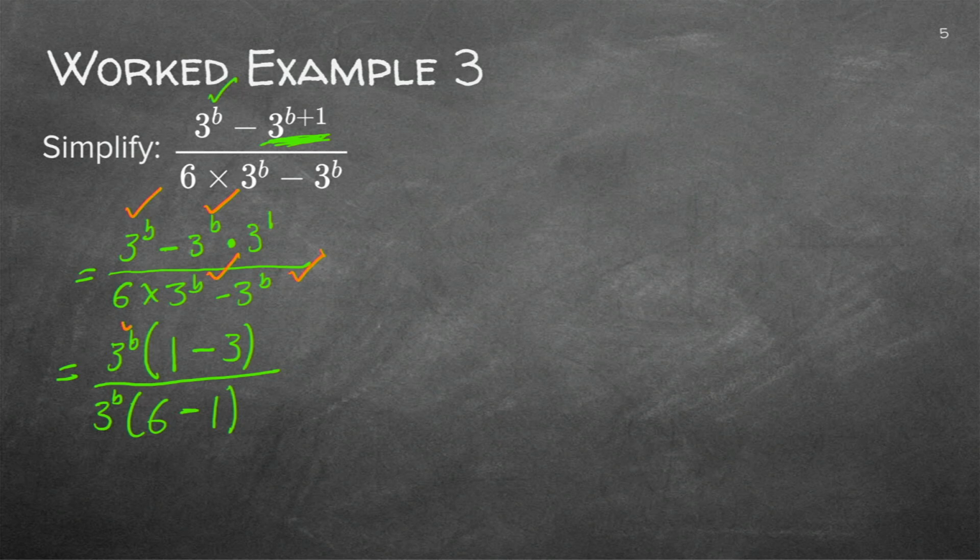And indeed, 3 to the power of b as a numerator is there and 3 to the power of b as a denominator is there. So you simply cancel out those two values, and you are left with 1 minus 3, which is negative 2, divided by 6 minus 1, which is a 5. So your answer is negative 2 over 5. So you get your full points there.